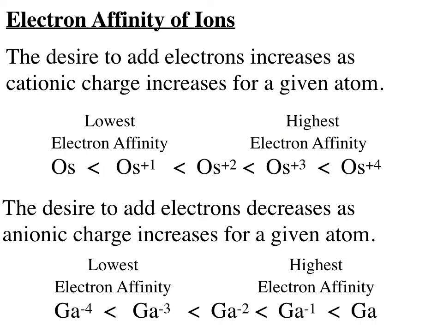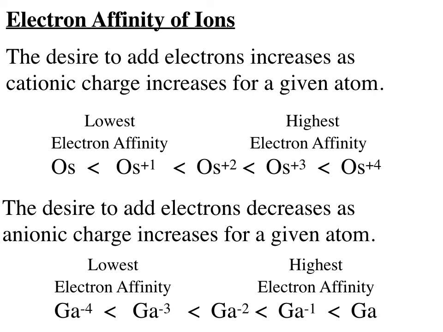The electron affinity trends for ions are probably pretty much what you would expect them to be. And again, this is the desire to gain electrons. So again, the smaller the ion, the closer in an incoming electron can get to the nucleus, and the more affinity that ion has for picking up an extra electron. So the more positively charged a cation, the smaller the atom becomes, and therefore the better it has an ability to gain an electron, so therefore the higher the electron affinity.